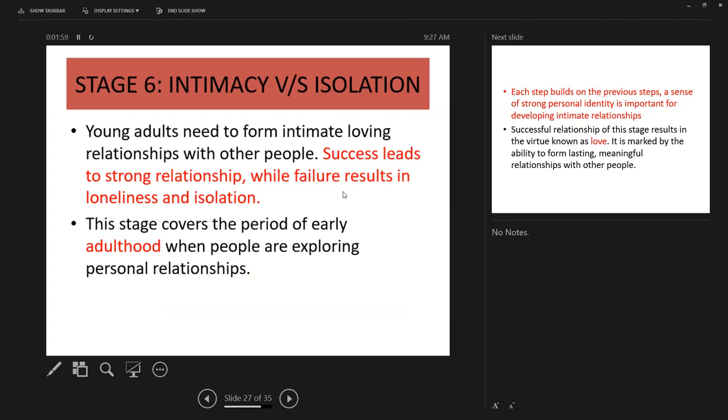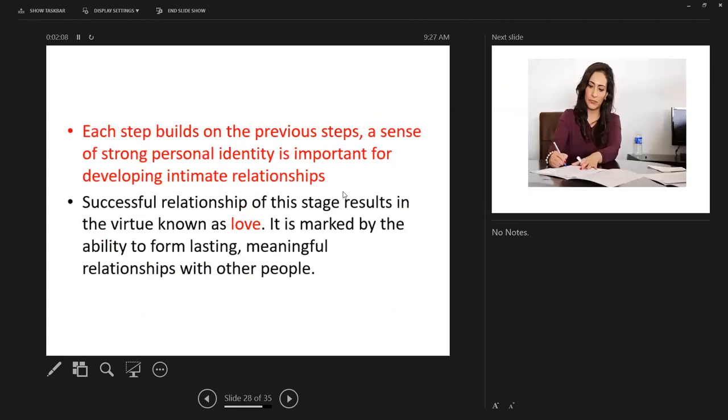Now for this stage to occur successfully, the role confusion of stage five should not be there. So each step builds upon the previous step. A sense of a strong personal identity is important for developing intimate relationships. So a successful outcome of this stage will result in a virtue known as love. It is marked by the ability to form long-lasting, meaningful relationships with other people.